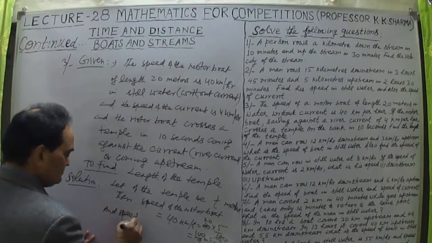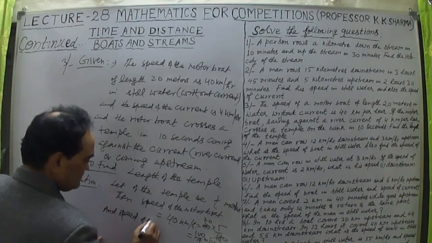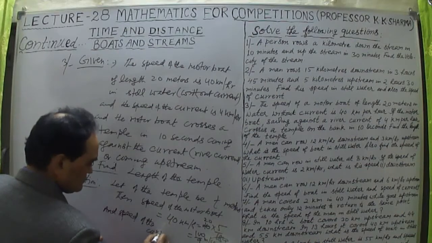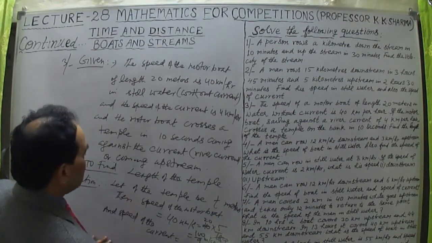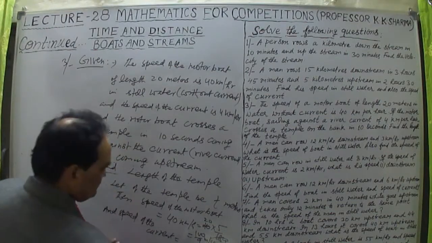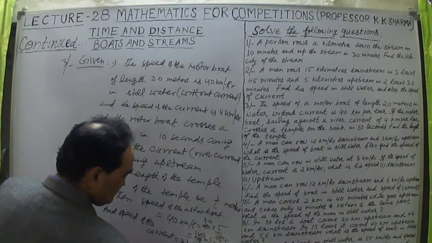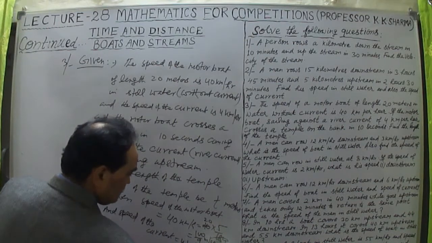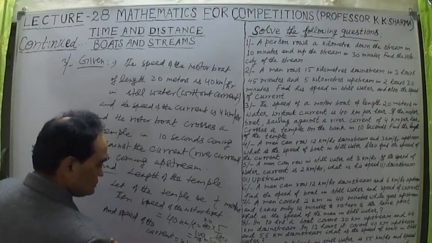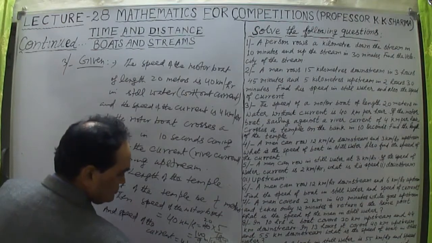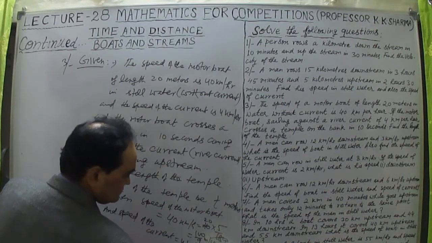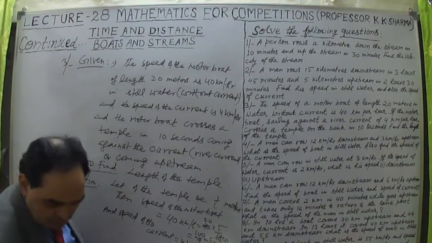And the speed of the current is 4 kilometers per hour, which is equal to 4 into 5 upon 18. That is 10 upon 9 meters per second. These two we have calculated.